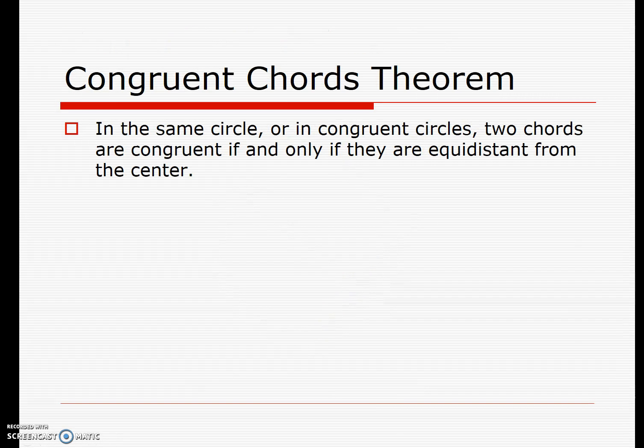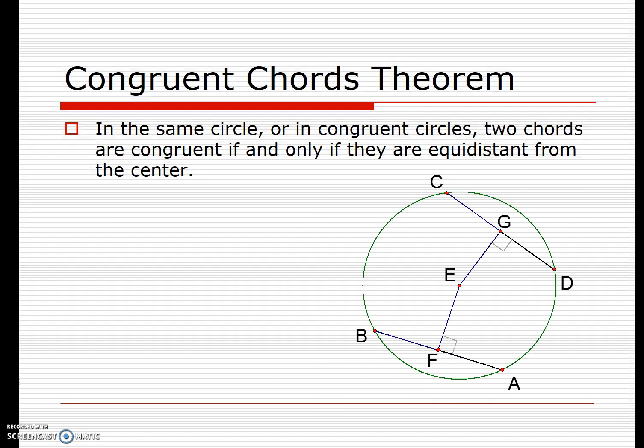Okay, another theorem here. In the same circle or in congruent circles, two chords are congruent if and only if they are equidistant from the center. We talked about this way back when we talked about angles. It was a while ago. Okay, so a couple things have to happen here. I can say that this length here, CD, is equal to this length here, AB. These two chords are equal only if they're equidistant from this point in the center here.